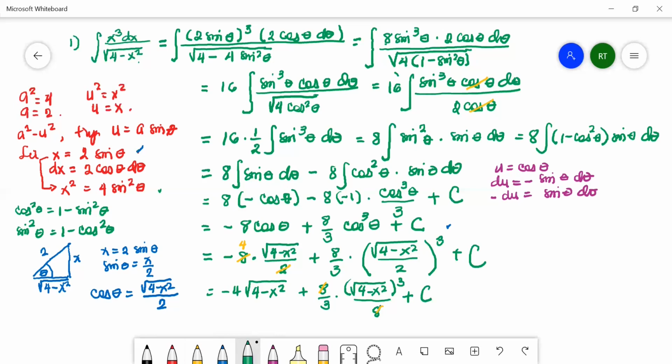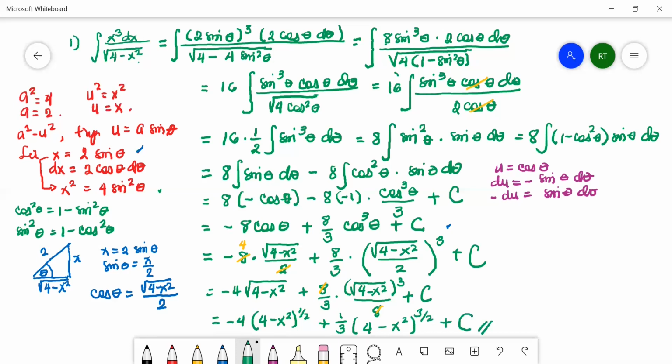But we can also write this in exponential form. Now, if we want to write this in exponential form, then the integral is negative 4 times the quantity 4 minus x squared raised to 1/2. We canceled 8. Therefore, the second term is 1/3 times the quantity, if we have square root of 4 minus x squared raised to the third power, in exponential form, it gives us 4 minus x squared raised to 3 over 2 plus the constant of integration.